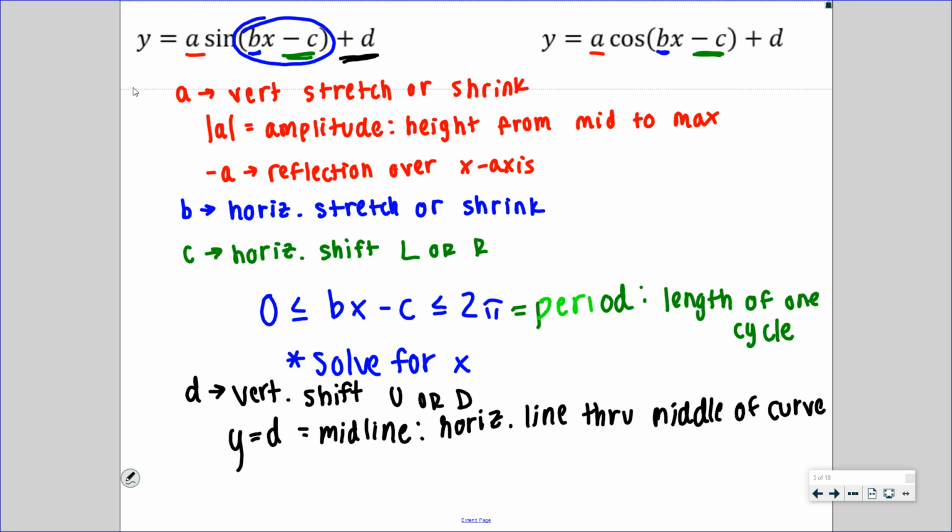Okay, that's a great stopping point. Tomorrow we'll actually practice finding amplitude and period and then also graphing some, which is so fun.